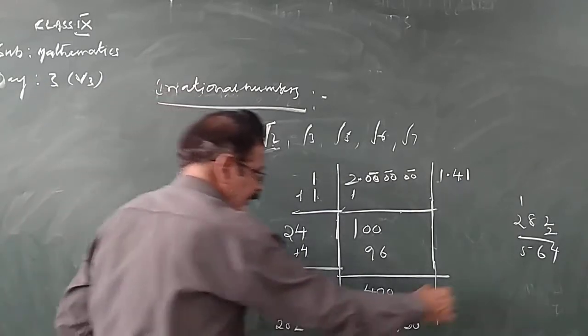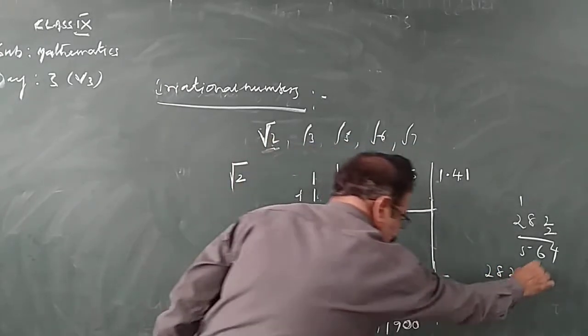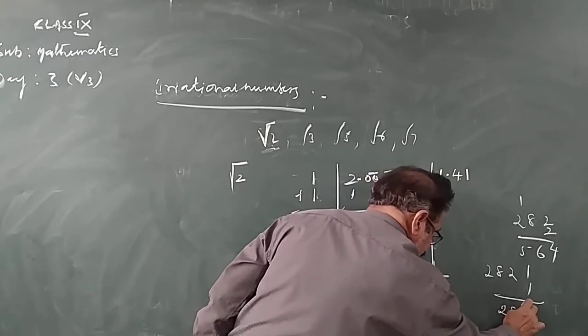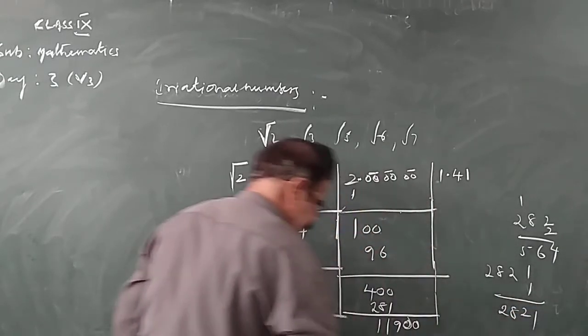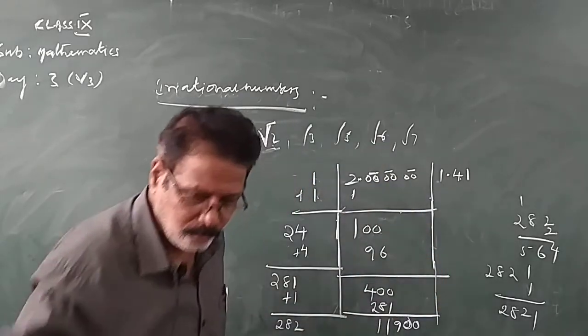11,900. Beside 282, write any digit. First write 1 and multiply with 1 only. How much? 2,821 only. Here is what? Now write beside 282.